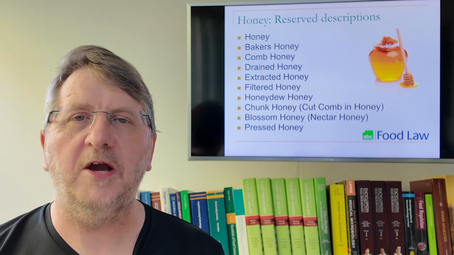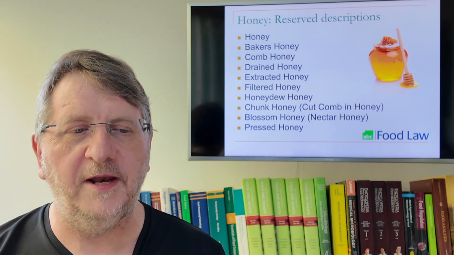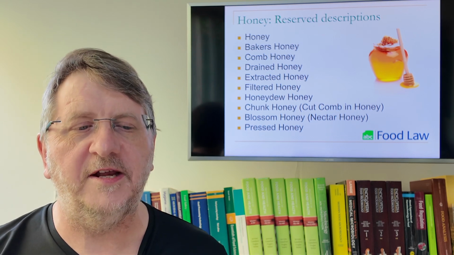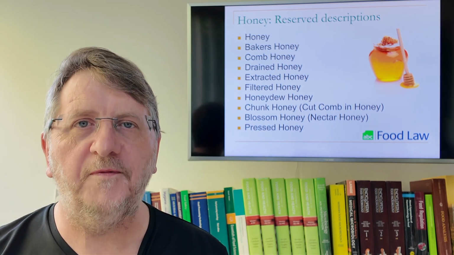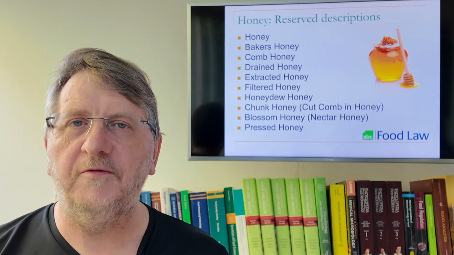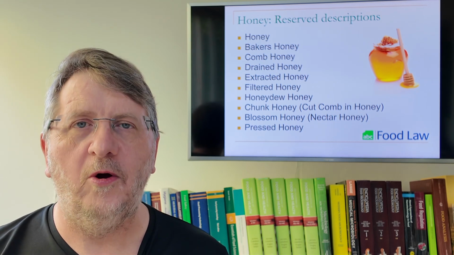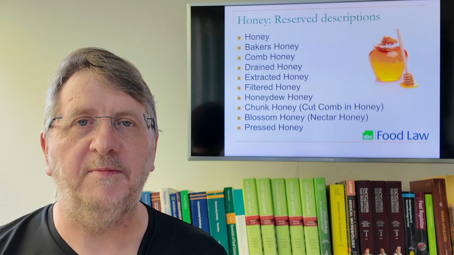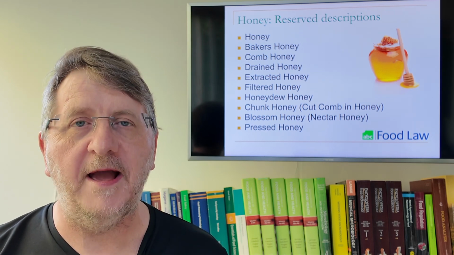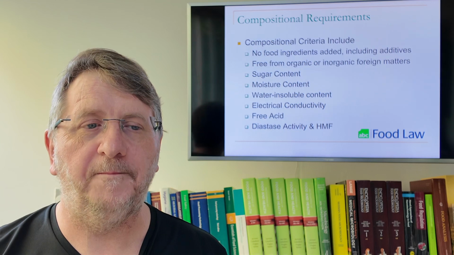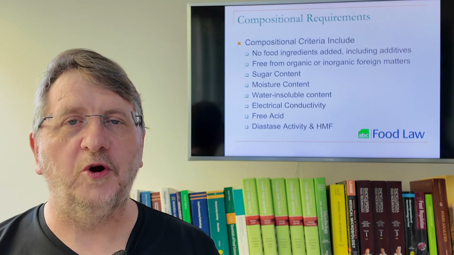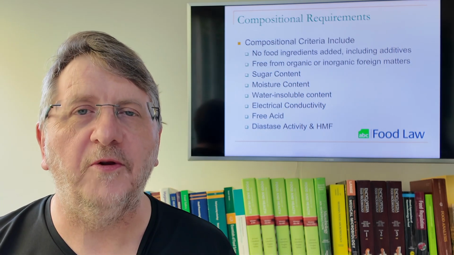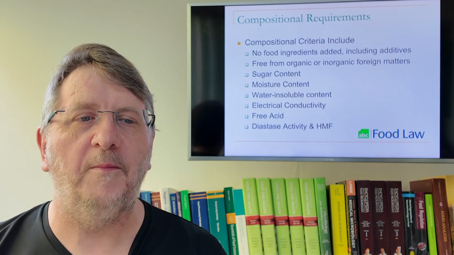Then you have things like comb honey, which obviously has honeycomb in it, and various others: filtered, extracted, and so forth. Each of these reserved descriptions in law will have a definition, and that definition must be met in order for that name to be used. If the definition is met, then the name must be used. So the compositional requirements are set out in the regulation as well. So it's labelling and composition.